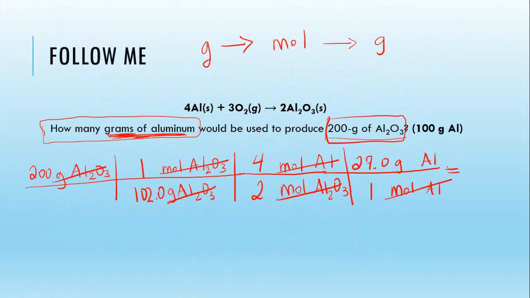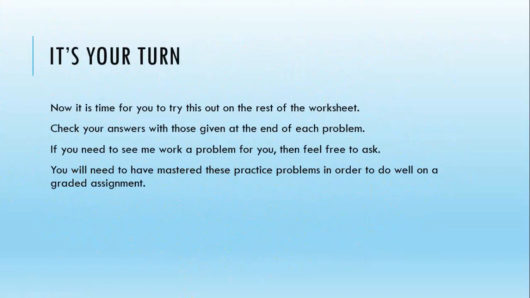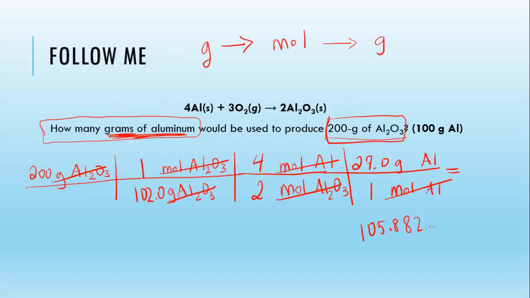And you will get, I'll put it down here, 105.882, and it just keeps going and going in my calculator. Oops. So, can I keep all of that? The answer is a big fat no. This has 1 sig fig, so my answer can only keep this first digit. So that'll round to 100 grams of aluminum, which matches up with what I have up top.